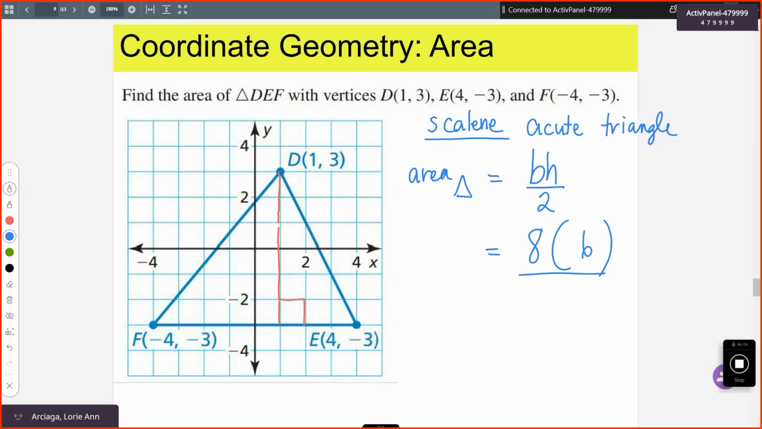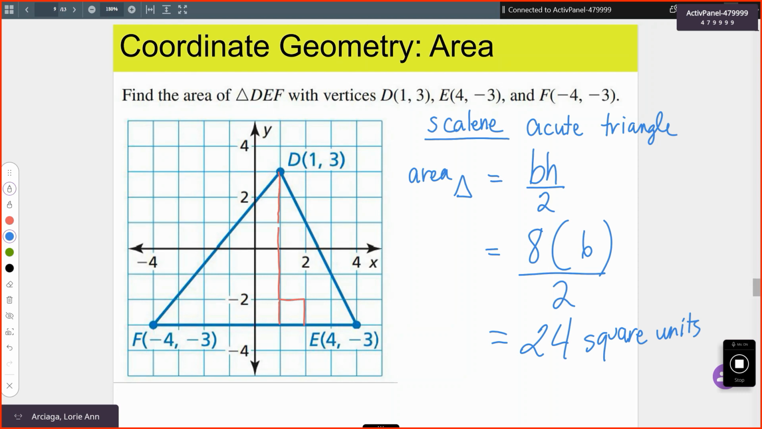And then we're going to divide that by 2. So 8 times 6 is 48, divided by 2 is 24. And if it's area, it's going to be square units. So if it's meter, square meters. If it's centimeter, square centimeters.